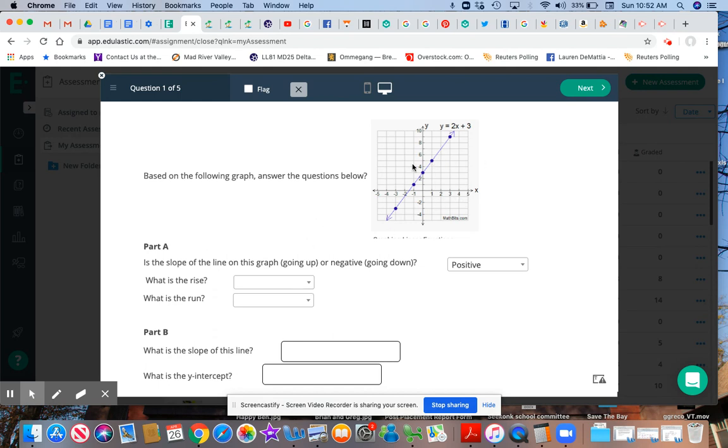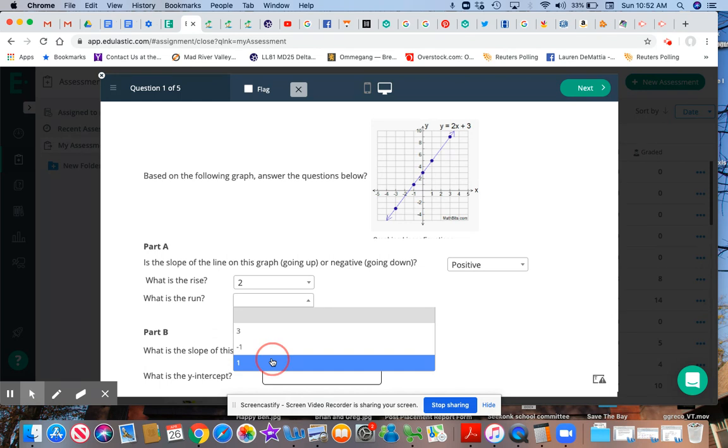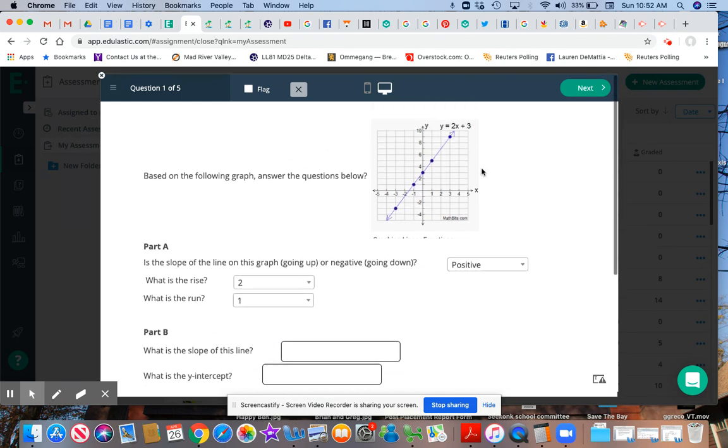All right. What is the rise? If you notice, from here to here, how many do you go up? You go up 1, you go up 2. So the rise here is 2. And then once you're up here, you run, and the run is 1. The run is always going to be 1. So just a hint.